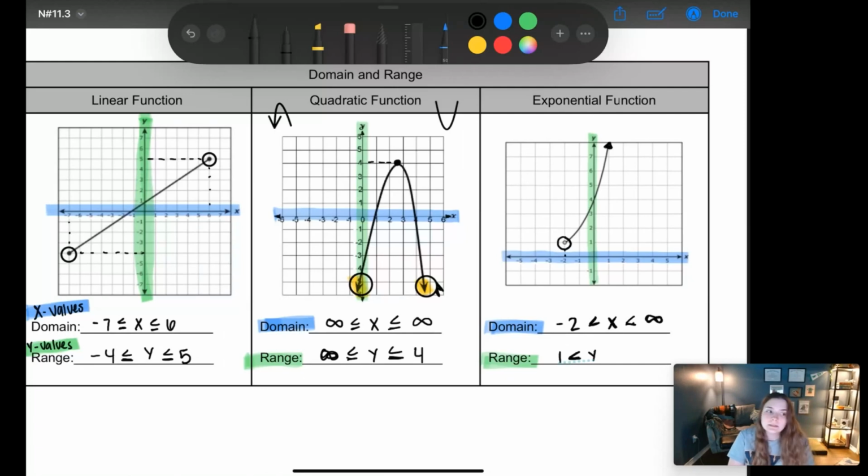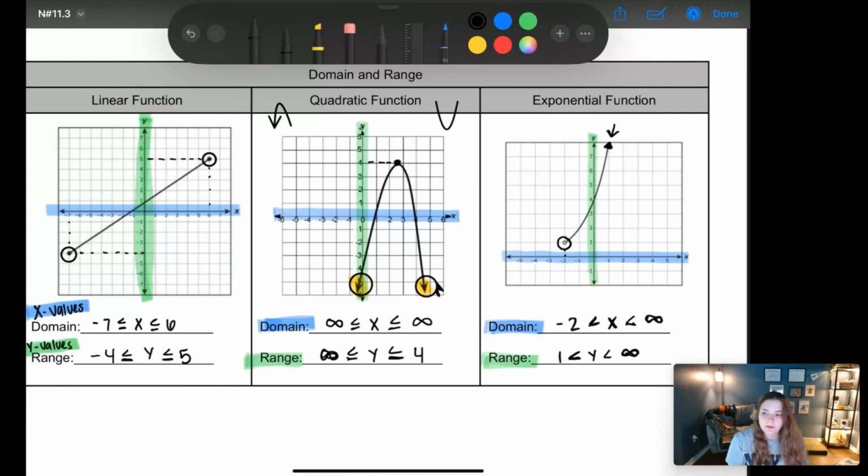And then again, what does that arrow tell us? It goes on forever and ever and ever. So do I know what the top is? I don't. I just know that it could go on forever, and so it's all real numbers. And now you have found your domain and range for an exponential function.